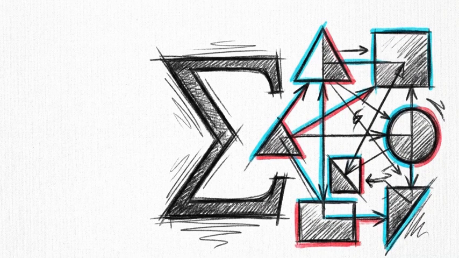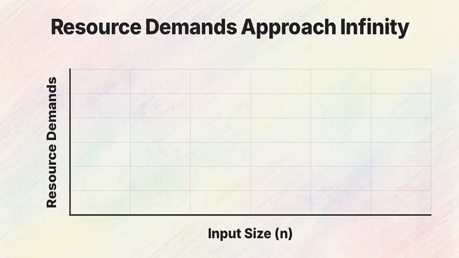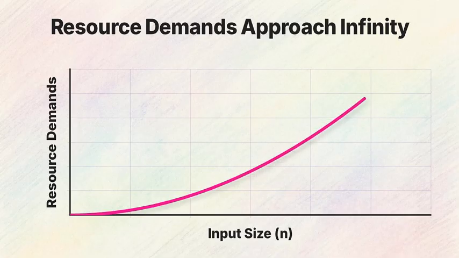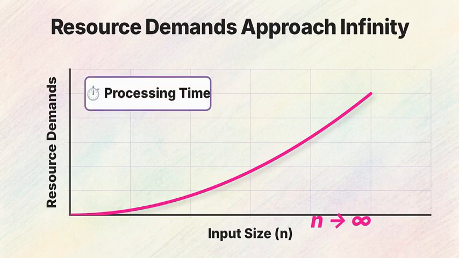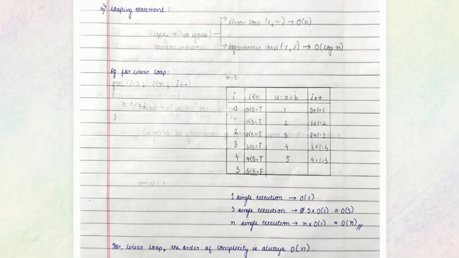We evaluate software using a mathematical framework called asymptotic analysis. Instead of measuring seconds or megabytes, we evaluate an algorithm strictly on how its resource demands scale as the input size, which we denote as n, approaches infinity. We track two specific resources: processing time and memory space. We translate code directly into mathematical models.